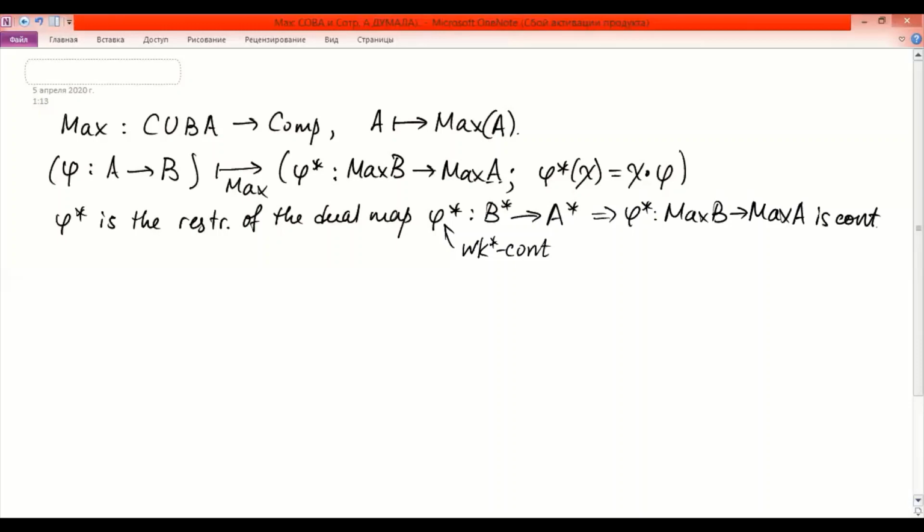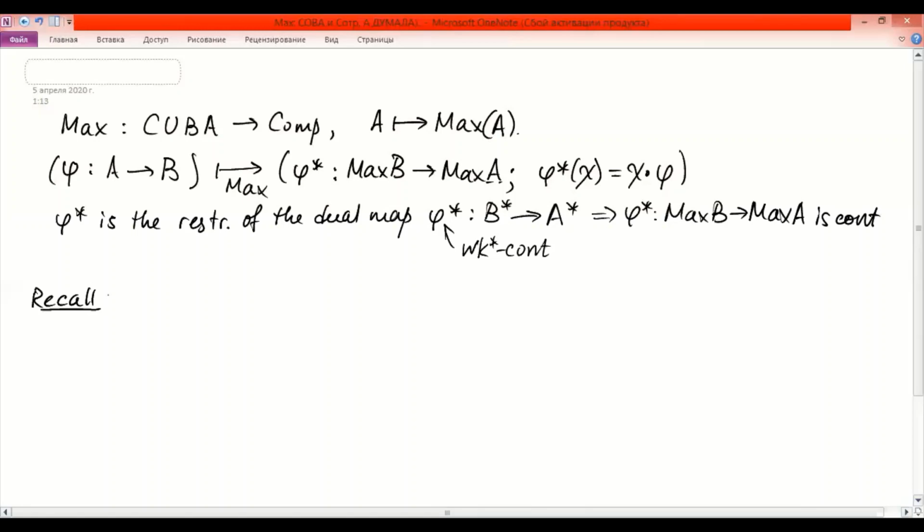Okay, so this is our second functor. So now let's try to compose our functors. So let's recall a result from the previous lecture.